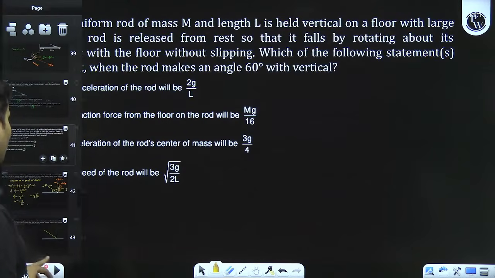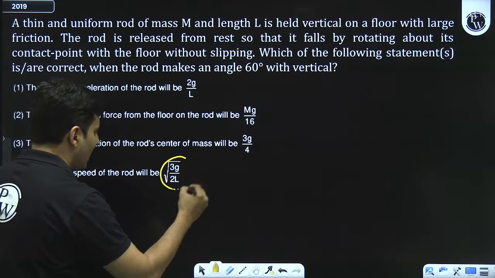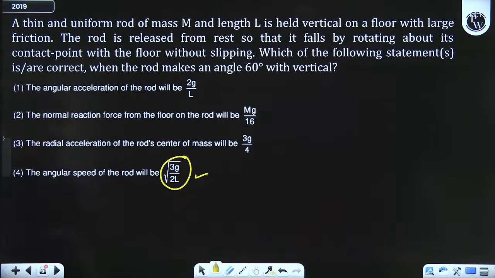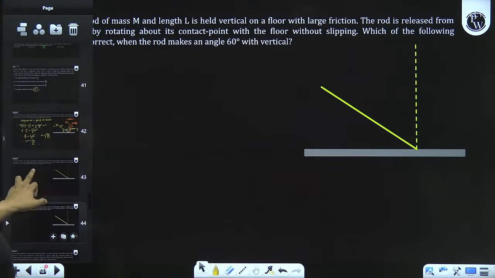At least something. Angular speed of the rod. Perfecto. This is absolutely the right answer. Now let's talk about radial and angular accelerations. Let's see if we can get it. How do we get it?